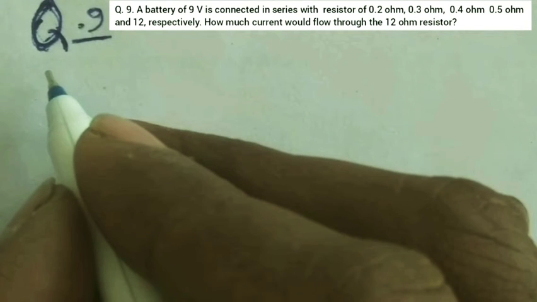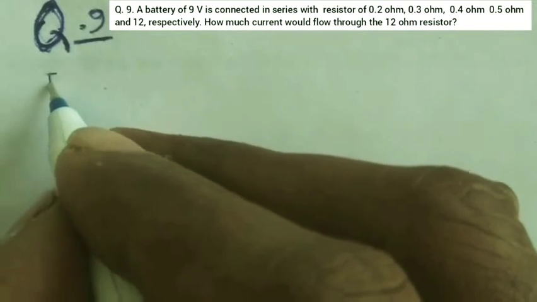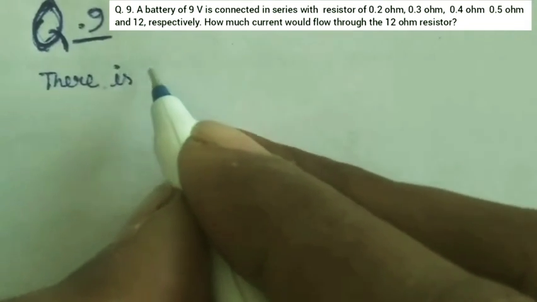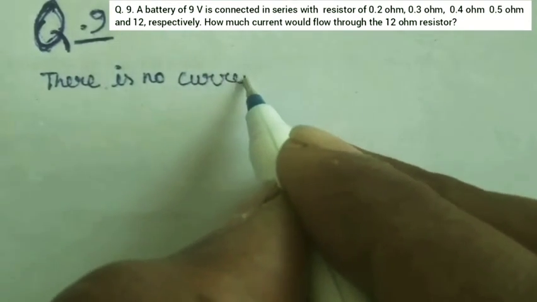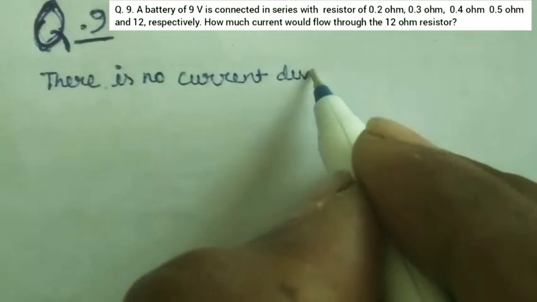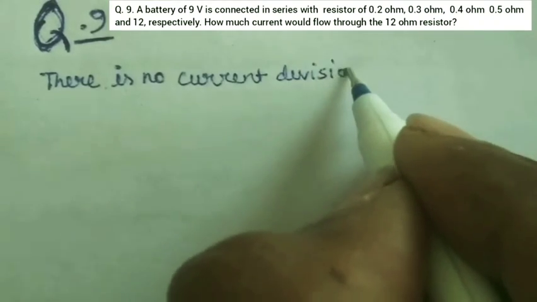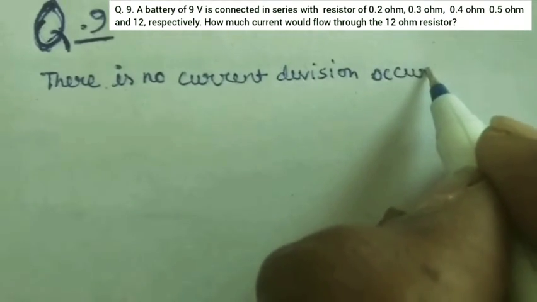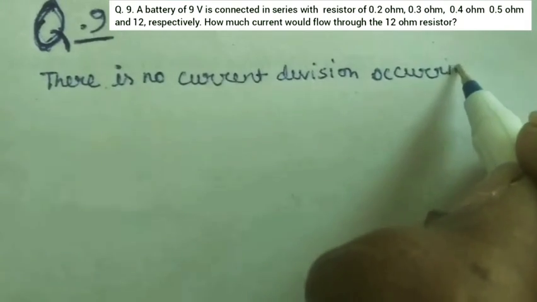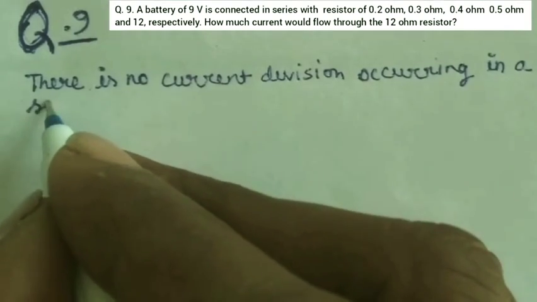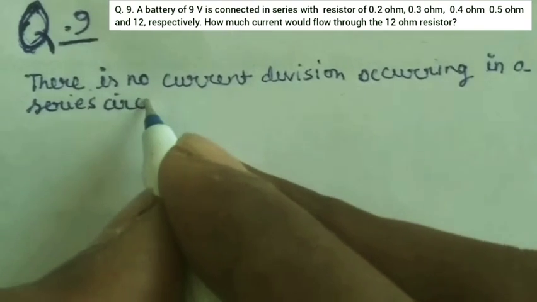A battery of 9 volt is connected in series with resistor of 0.2 ohm, 0.3 ohm, 0.4 ohm, 0.5 ohm and 12 ohm respectively. How much current would flow through the 12 ohm resistor? There is no current division occurring in a series circuit.